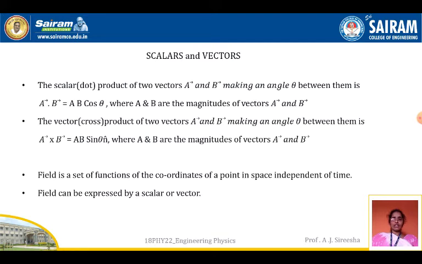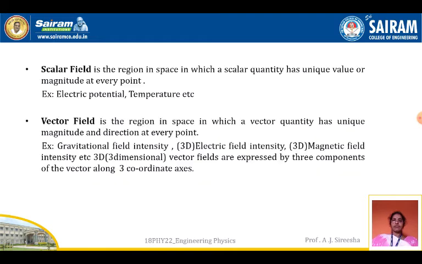Field is a set of functions of coordinates of a point in space independent of time. So field can be expressed by a scalar or a vector. Next we see what is a scalar field and what is a vector field. Scalar field is the region in space in which a scalar quantity has a unique value or a magnitude at every point. Example, electric potential and temperature.